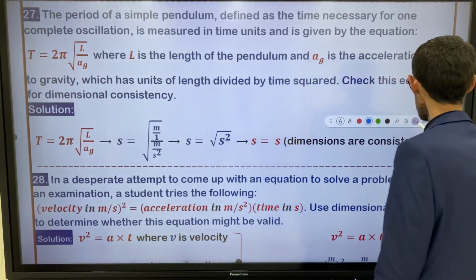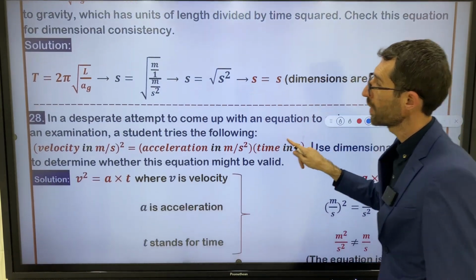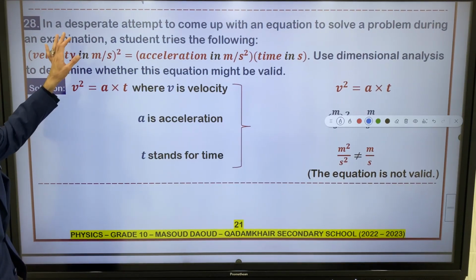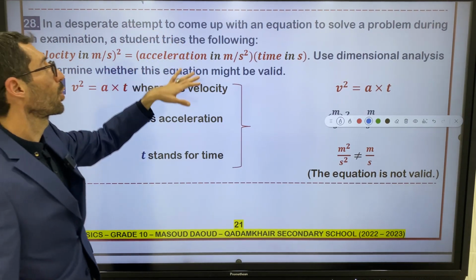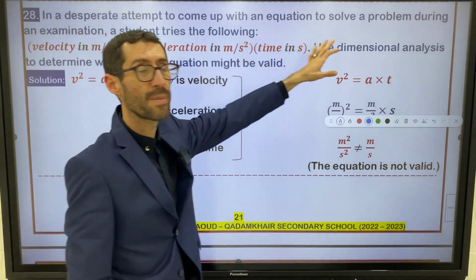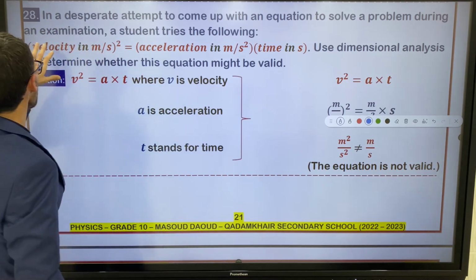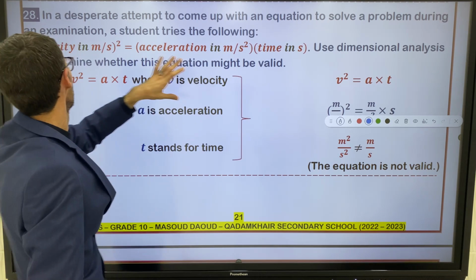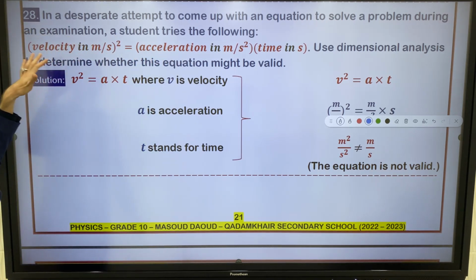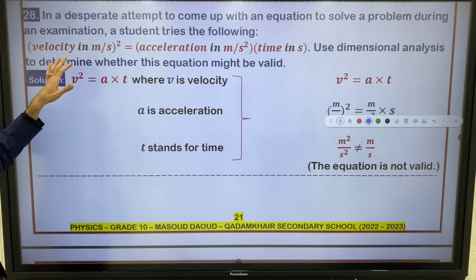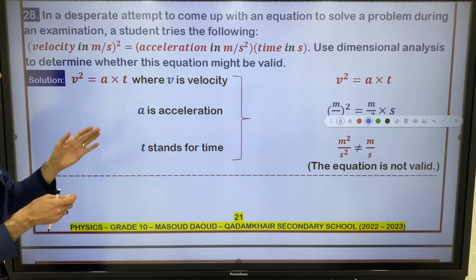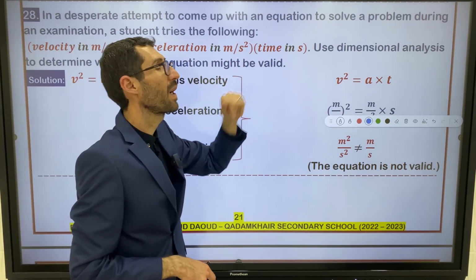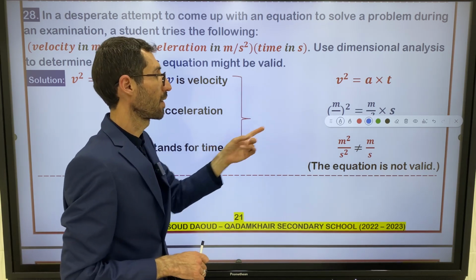Let's move on to the other question. Question number 20. In a desperate attempt to come up with an equation to solve a problem during an examination, a student tries the following: velocity in meter per second, the whole bracket squared, is equal to acceleration in meter per second squared multiplied by time in second. So we have an equation.